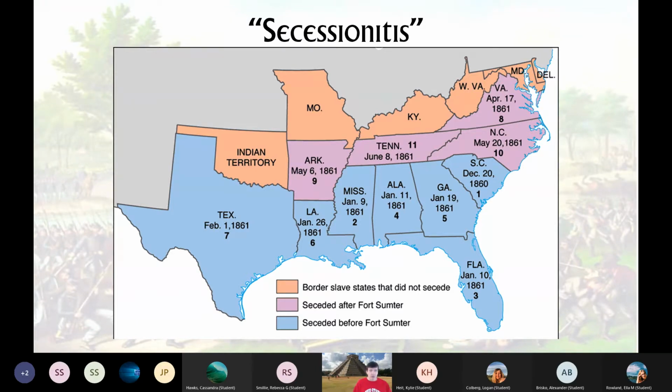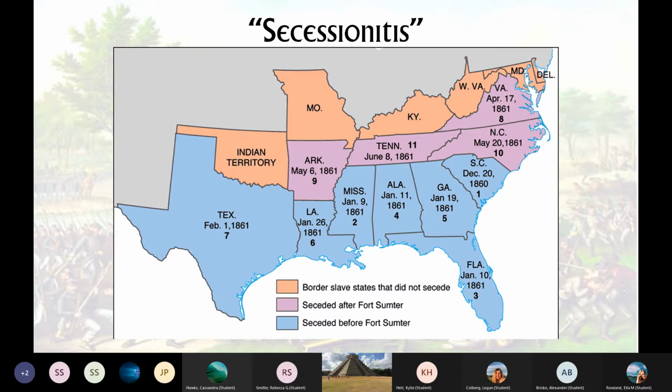And if you look at this, the Upper South, the states in purple, they delayed. They didn't have the highest percentage of slaves. Their secessionitis wasn't quite as strong. They felt a little bullied by South Carolina to secede, but they were waiting for the reaction of the United States. So the Upper South.